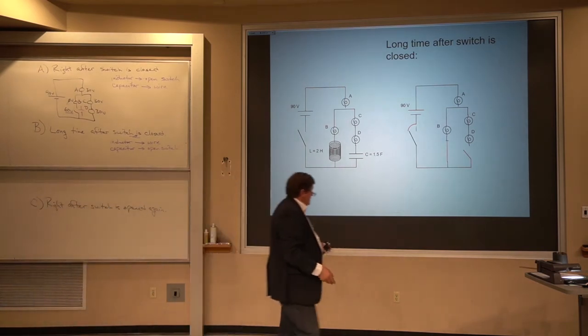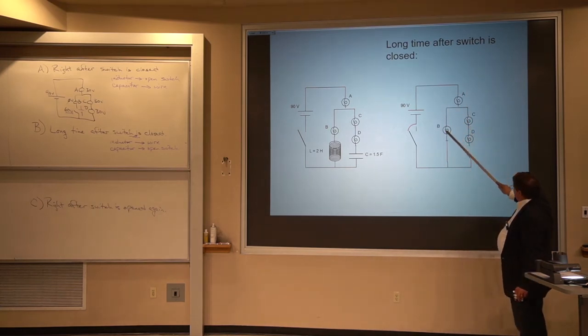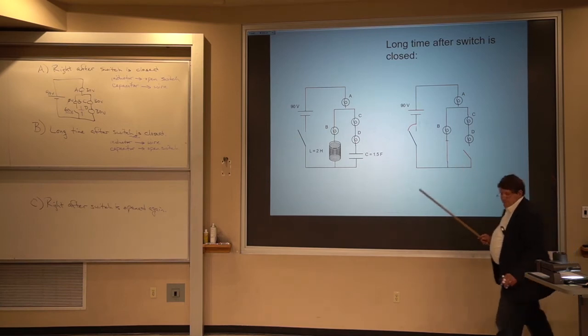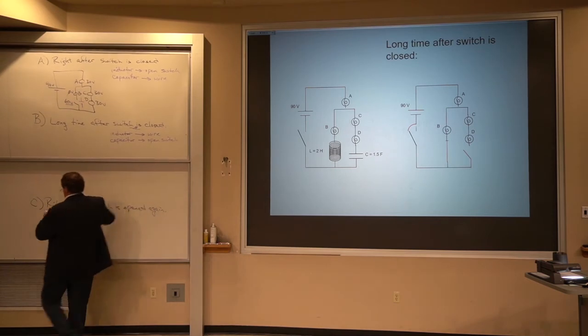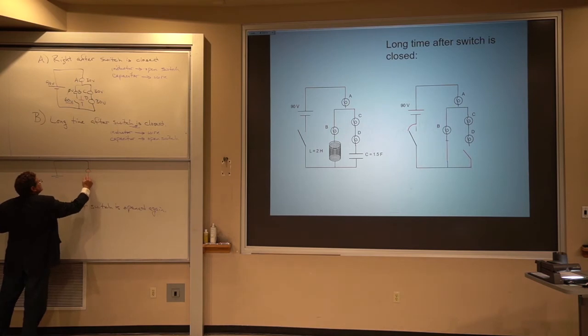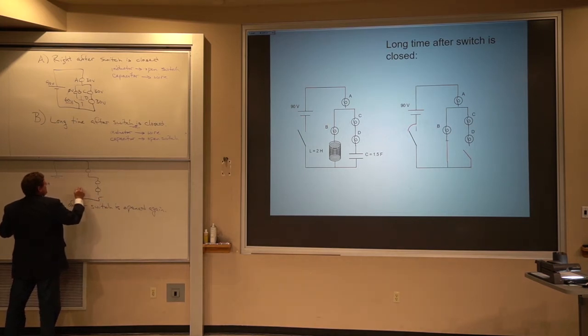Well, what's going to happen here? Well, all the current that goes through A has to go through B. Now they're in series. C and D are out. They're dark because they're on an incomplete path. And so now if I redraw this circuit, what it looks like is this.